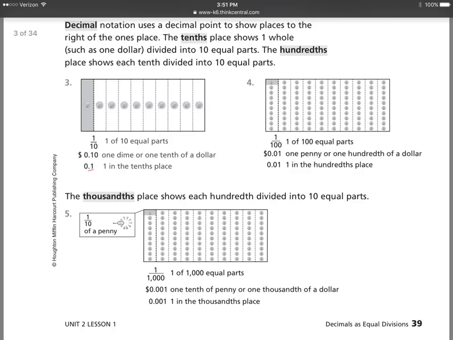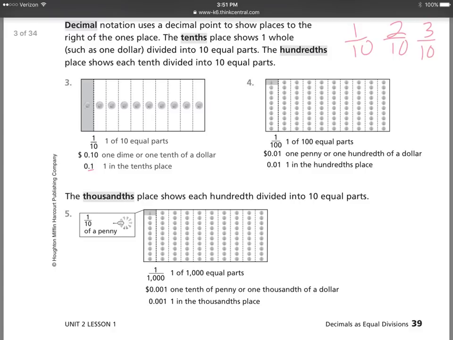Decimal notation, otherwise known as just decimals, uses a point, that would be this dot, this decimal, to show places to the right of the ones place. This is what we're talking about when we're talking about decimals, to the right of the ones place. The tenths, hundredths, and thousandths. The tenths place shows 1 whole divided into 10 equal parts. It would be like writing a fraction, 1/10. That's showing 1 whole cut into 10 equal parts, and you have 1 piece. 2/10 is a whole cut into 10 equal parts, you have 2 pieces. 3/10, a whole cut into 10 equal parts, but you have 3 pieces.